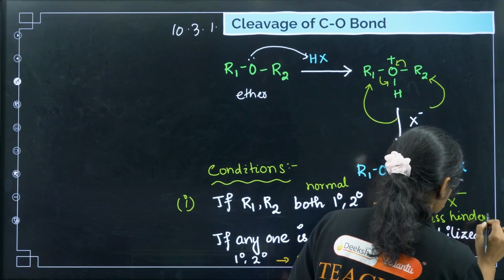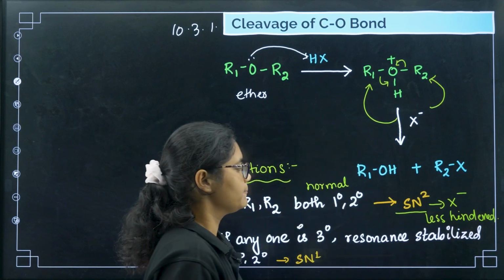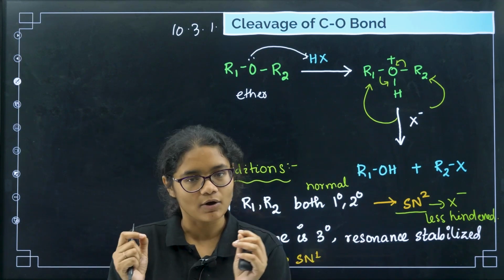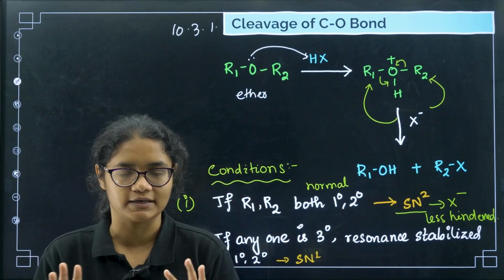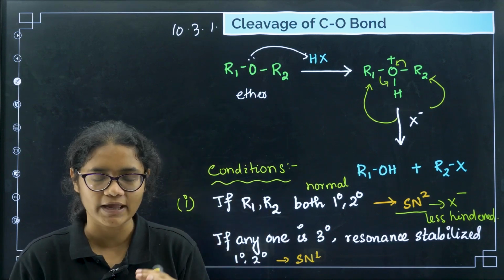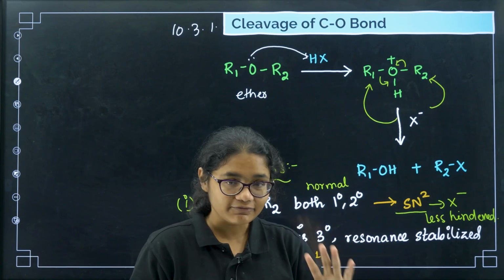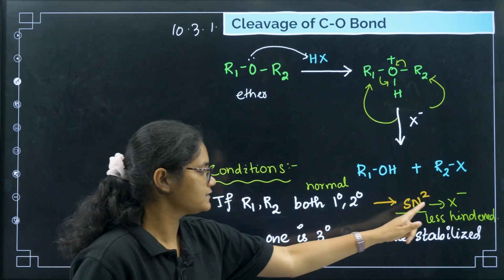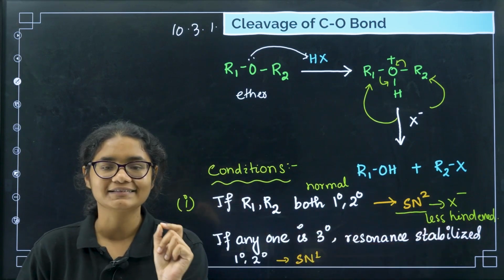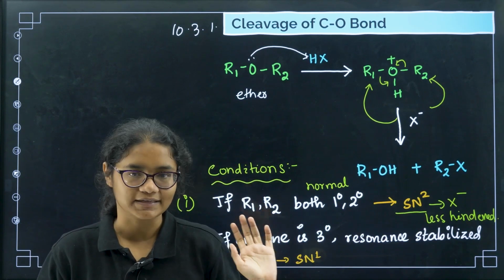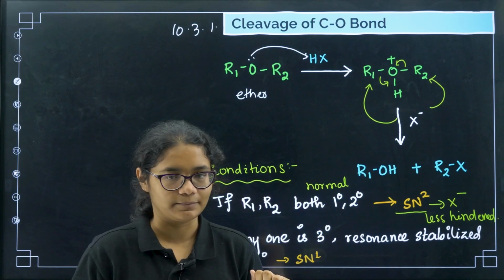If both R1 and R2 are either primary or secondary, normal primary and secondary, with no resonance stabilization, then the reaction follows SN2 mechanism, and X minus will attack on the less hindered site. We will do examples, it will be clear.